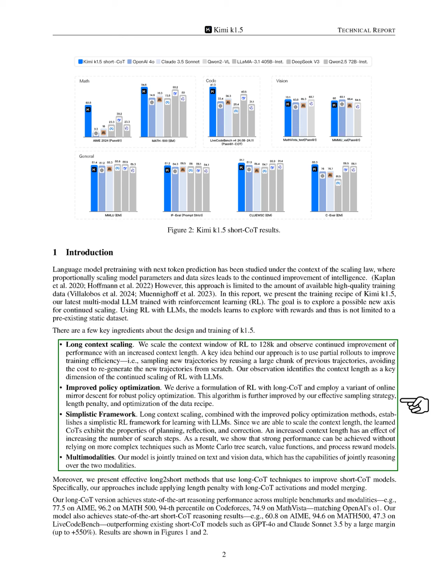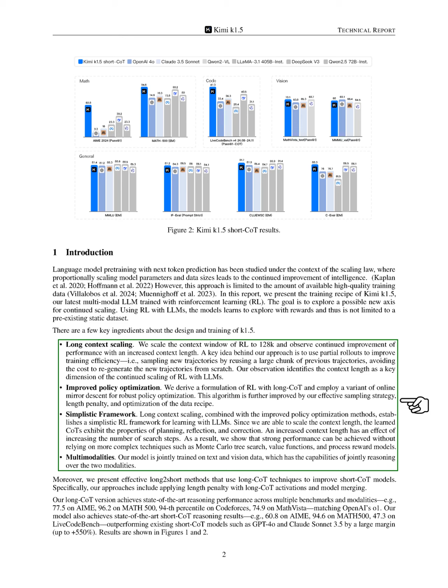Next, we enhance policy optimization by applying a specific formulation of RL with long context training and using a variant of online mirror descent. This is further refined through effective sampling strategies, length penalties, and data optimization. Our approach establishes a straightforward RL framework for learning with language models. By scaling context length, we enable the models to exhibit planning, reflection, and correction capabilities. This leads to strong performance without needing complex techniques like Monte Carlo tree search or value functions.